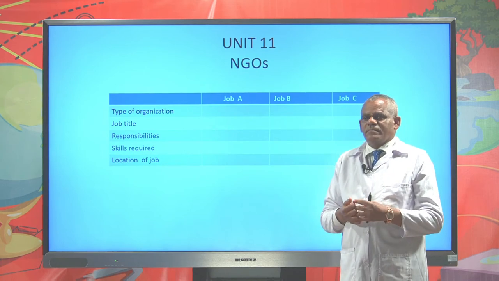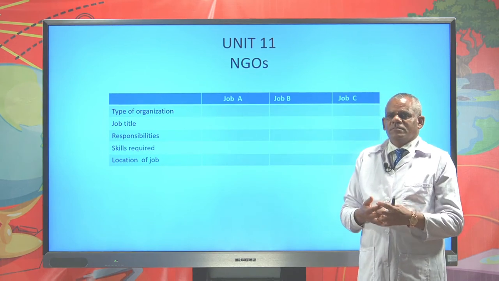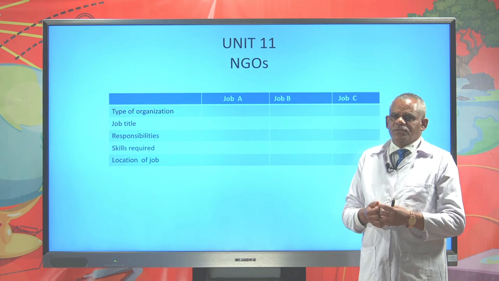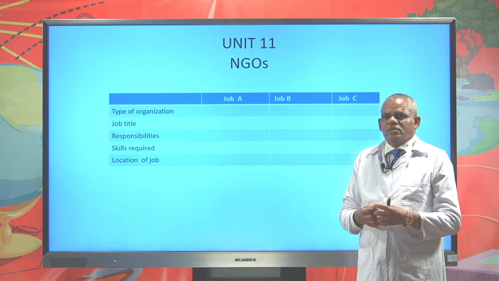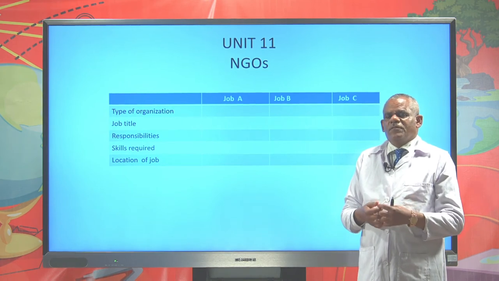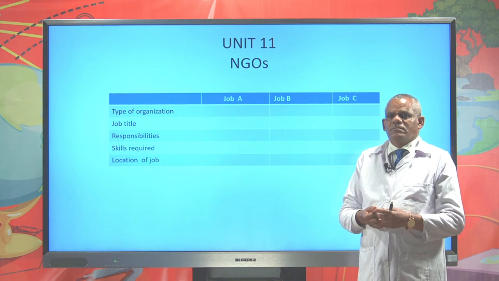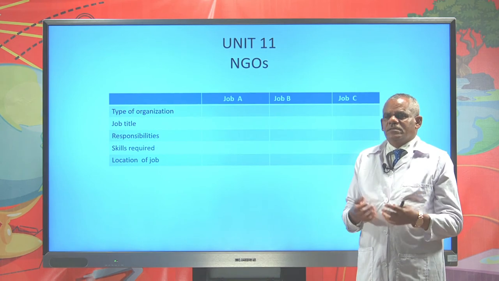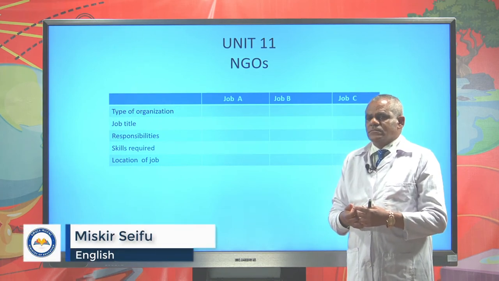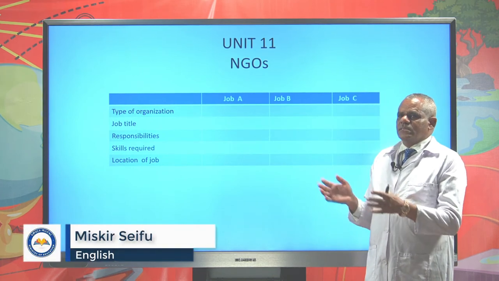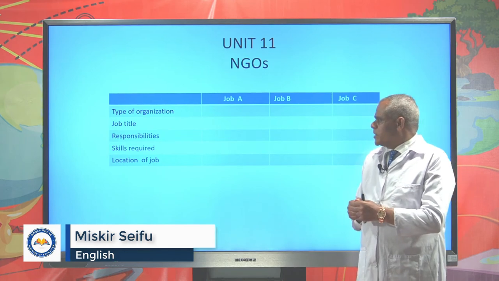Skills required. What kind of skill do you have? Skill of what? Maybe computer. Skill of what? Maybe driving a car. Right? Skill of maintaining electric equipment. Skill of maintaining computers. Different skills might be asked by the organization. Which organization asks this kind of skills?